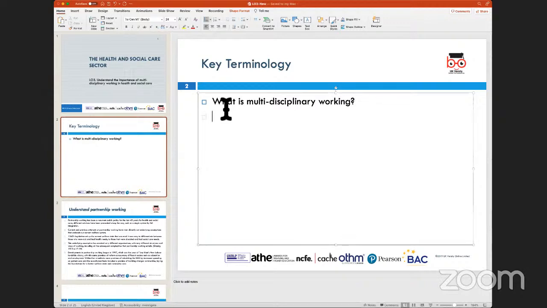So when we talk about multidisciplinary working, the word is multi and disciplinary. Multi means many. And disciplinary means that we are looking at people from different disciplines. That means from different areas of work coming together to be able to offer services to individuals. Now, one term that you need to be familiar with in the health and social care sector is called MDT, multidisciplinary teams.